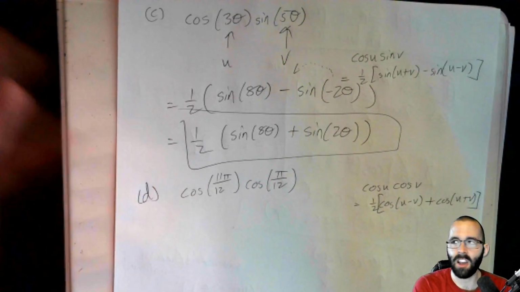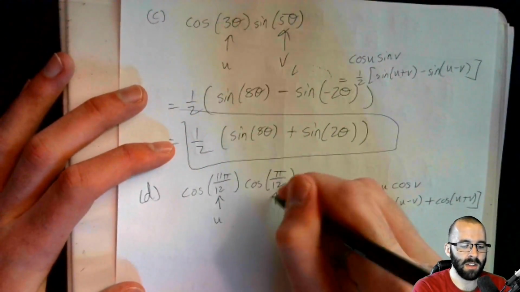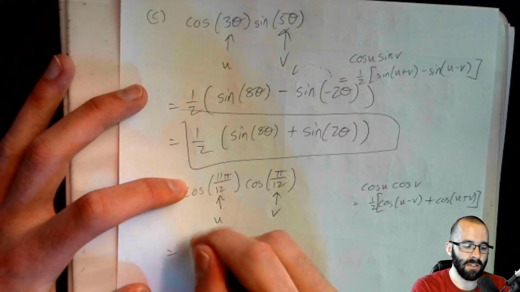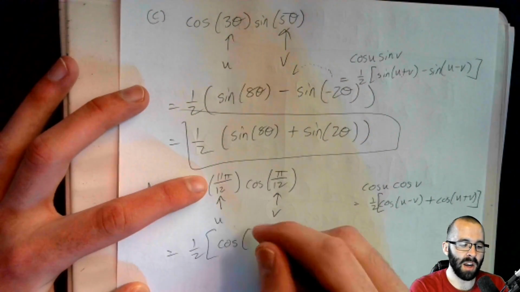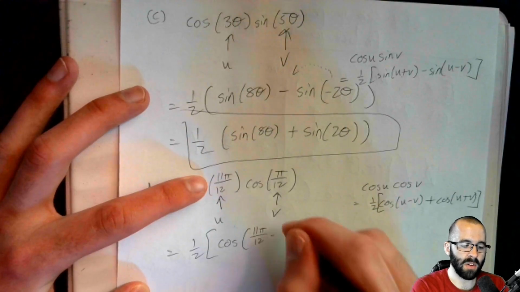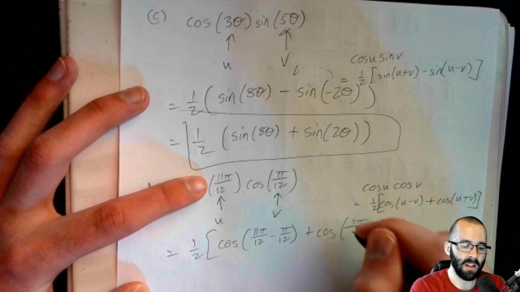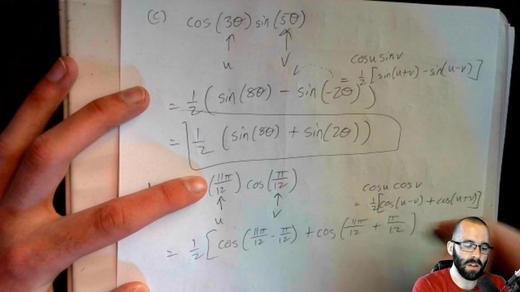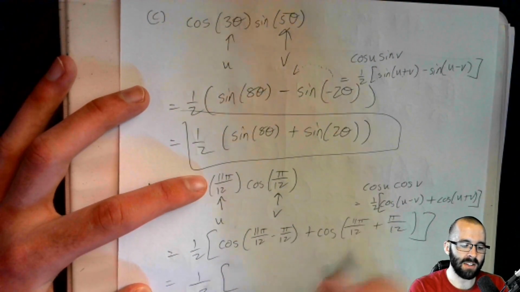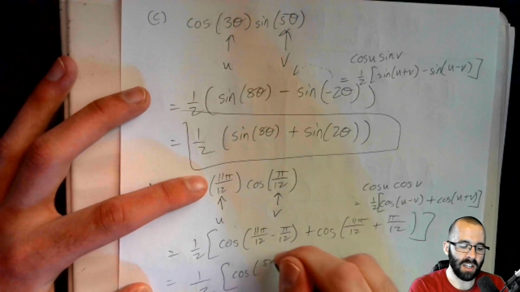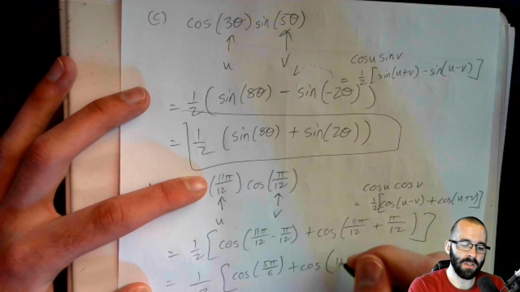Really, this whole chapter is just, can you use formulas? Can you plug in formulas? What's our u? This. What's our v? That. So we get 1/2 times the cosine of their difference. It's going to be 11 pi over 12 minus pi over 12, plus the cosine of their sum, which is 11 pi over 12 plus pi over 12. And things are going to get really nice as we continue here. 11 minus 1 is 10. So we have 10 pi over 12, which again is 5 pi over 6. And when we add them, we get 12 pi over 12, which is just pi.